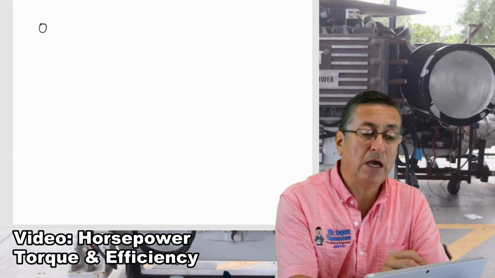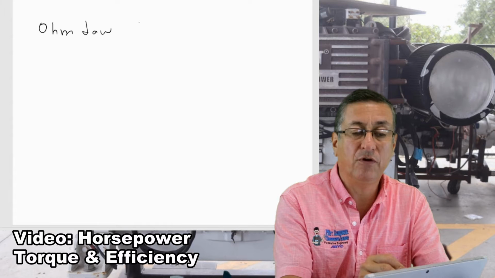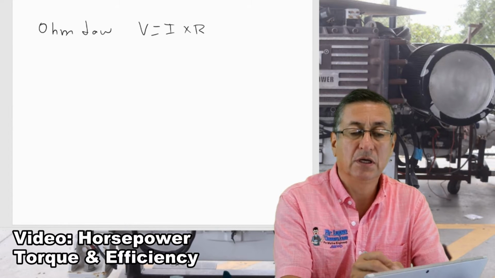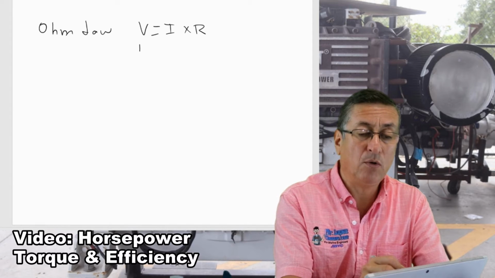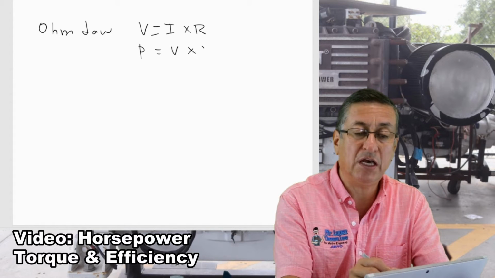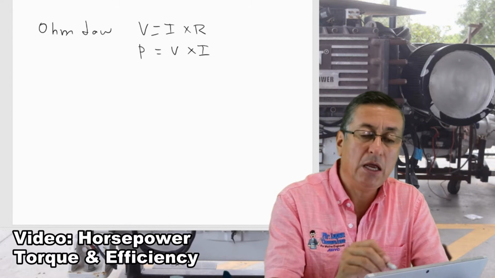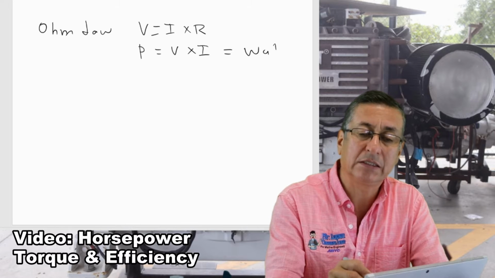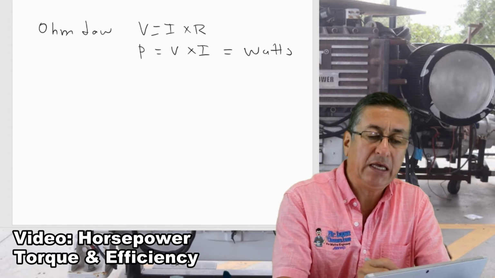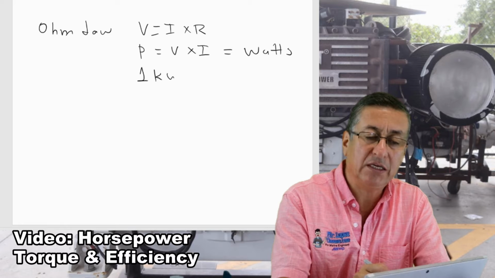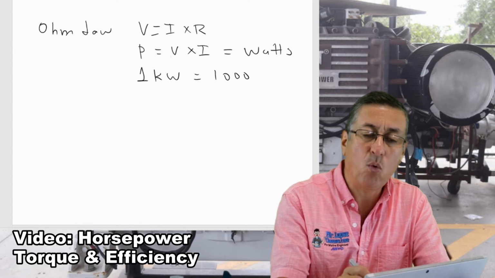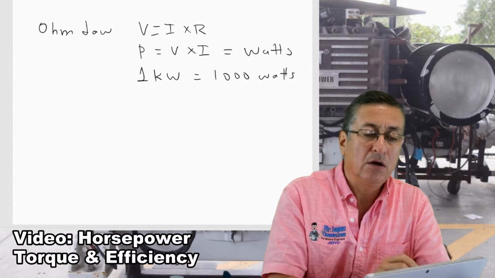In electricity, you remember, according to Ohm's law, we have the formula for voltage. Voltage is equal to the intensity times resistance. And what is the formula for power? Power is equal to the voltage times the intensity. And what is the unit for power in electricity? Watts. 1 kilowatt is equivalent to 1,000 watts. Alright, this is in electrical systems.